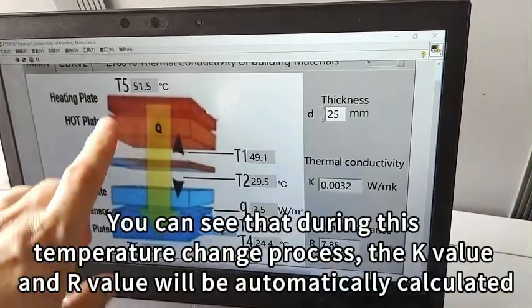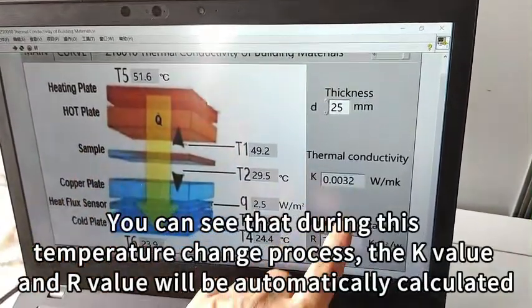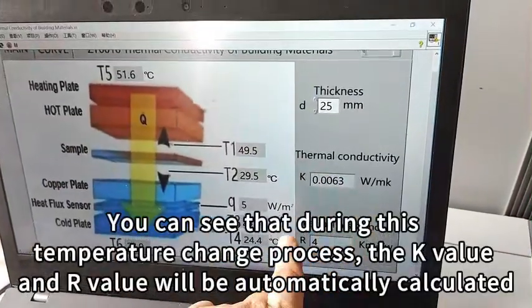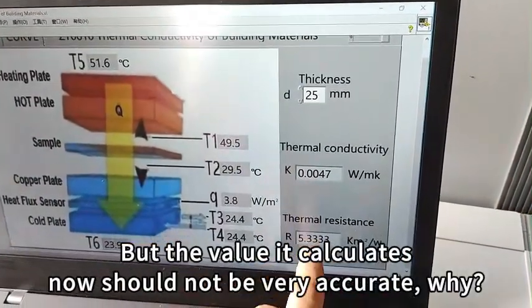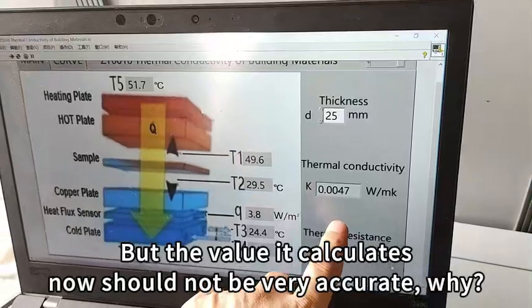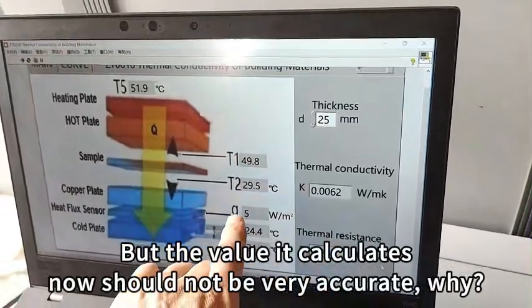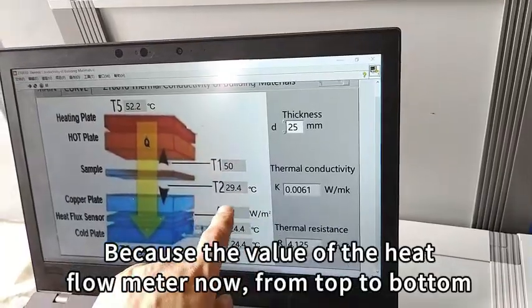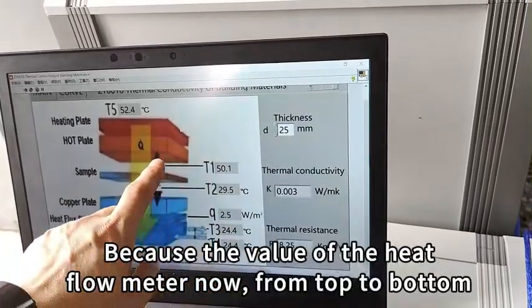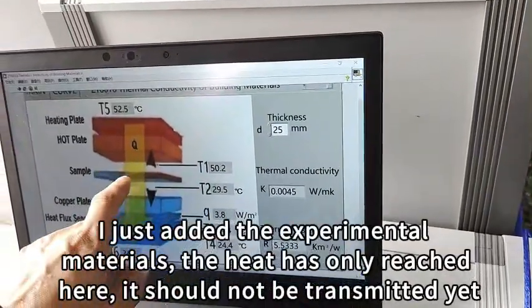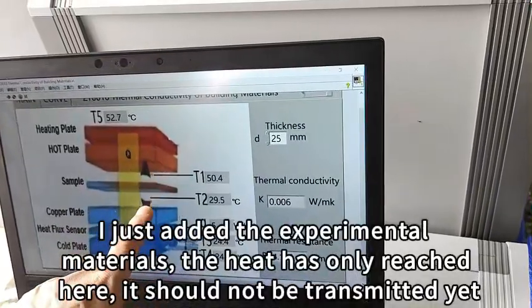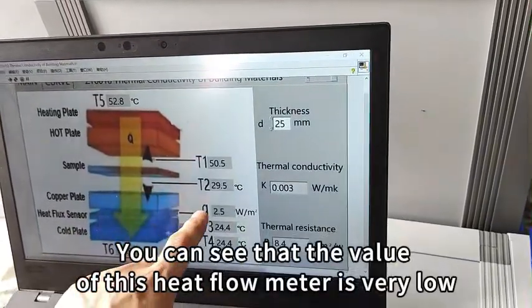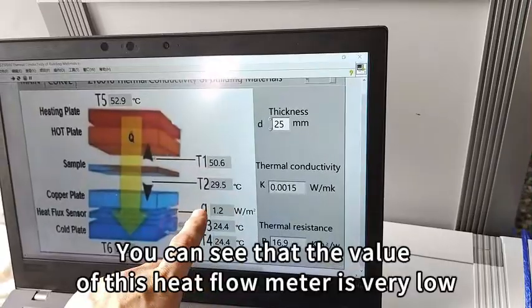You can see that during this temperature change process, the K value and R value will be automatically calculated. But the value it calculates now should not be very accurate. Why? Because of the value of the heat flow meter now, from top to bottom. I just added the experimental materials. The heat has only reached here. It should not be transmitted yet. You can see that the value of this heat flow meter is very low.